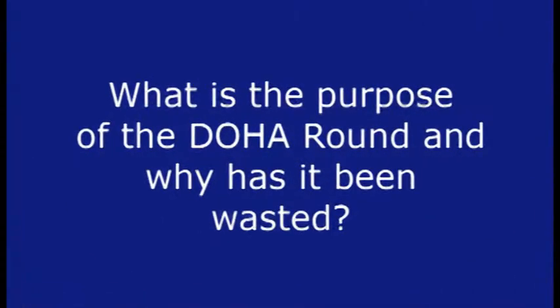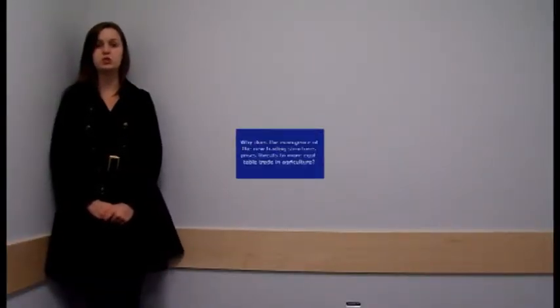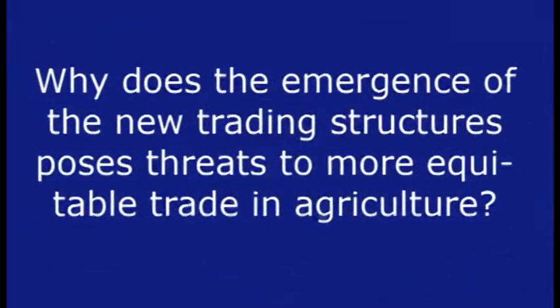The $200 question is, what is the purpose of the Doha Round and why has it been wasted? The Doha Round provides an opportunity to start aligning multilateral trade rules with the commitment to human development and the Millennium Development Goals. The opportunity has been wasted because of an unbalanced agenda pursued by rich countries and failures to tackle agricultural subsidies. The $400 question is, why does the emergence of new trading structures pose threats to more equitable trade in agriculture?